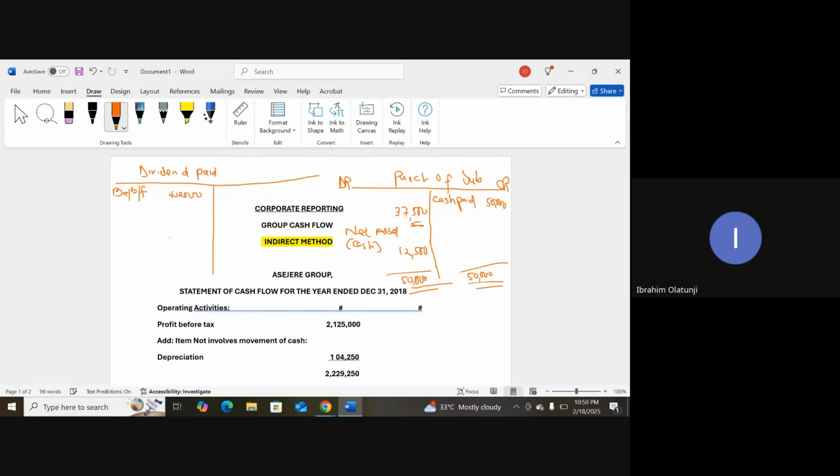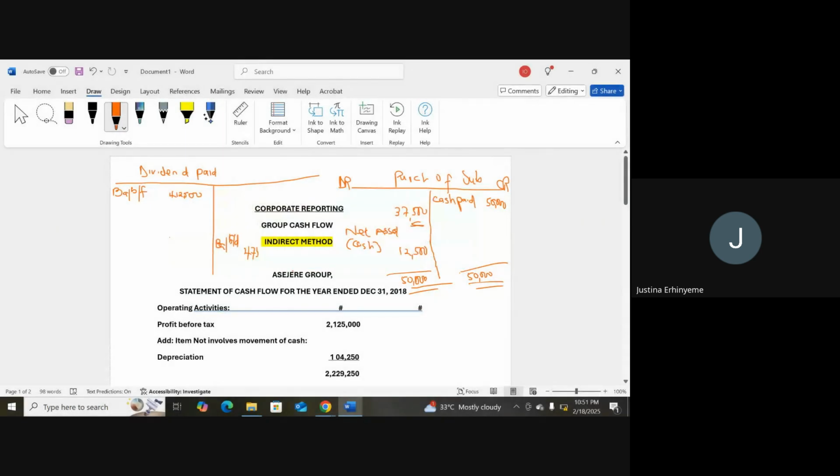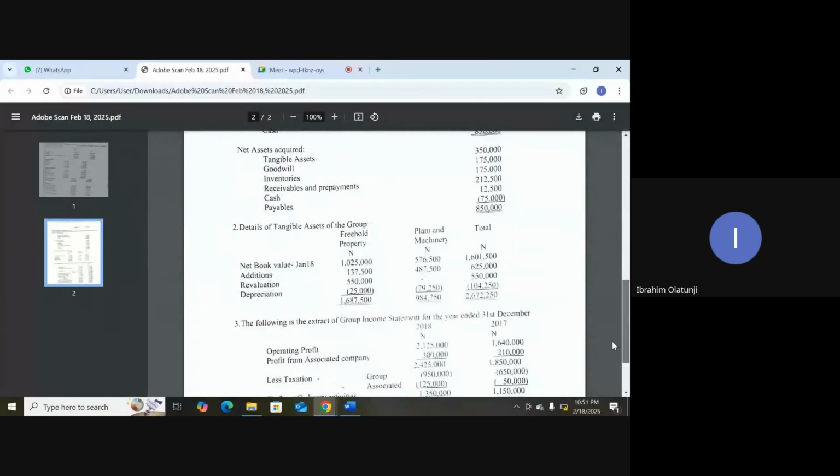Or 12,500. Then closing balance is how much? 475,000. Balance carried down. 475,000. Then you now go to your P&L, your profit or loss.